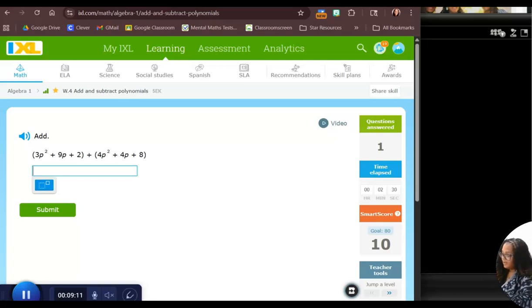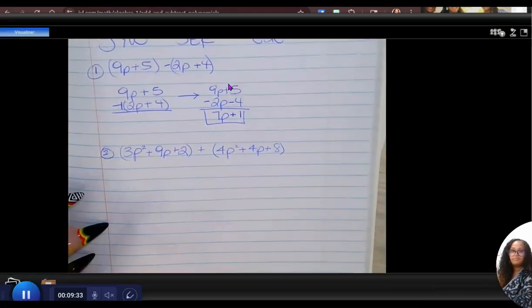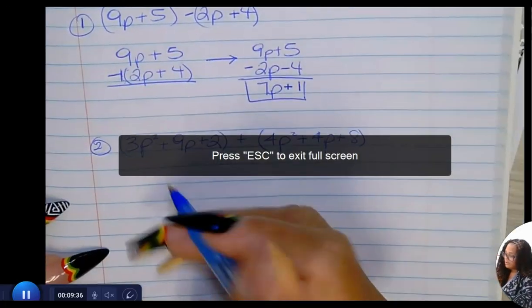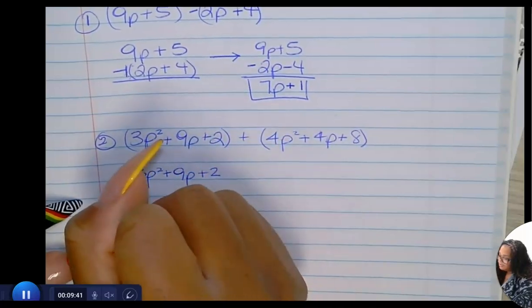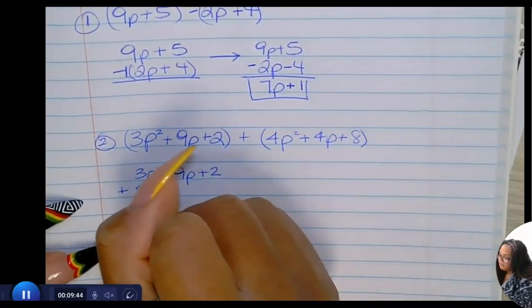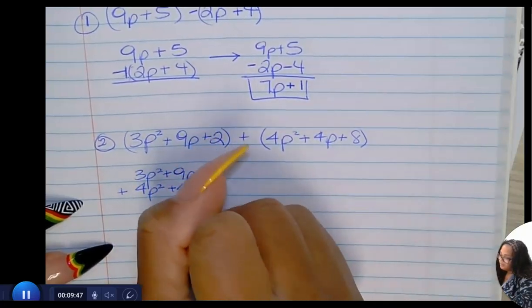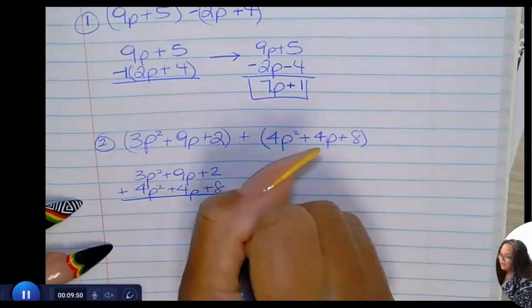Okay, now I have 3p squared plus 9p plus 2 as a group, plus 4p squared plus 4p plus 8. So then I'd stack them. Make this large again. 3p squared plus 9p plus 2 plus, everybody stays the same, 4p squared is positive, plus 4p is also positive, plus 8. Everything here is positive.